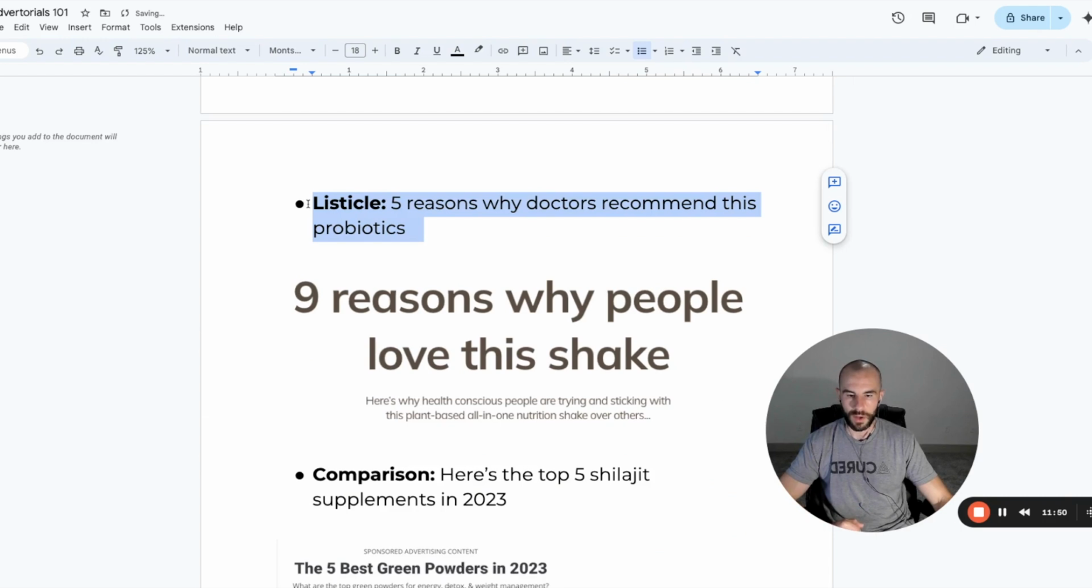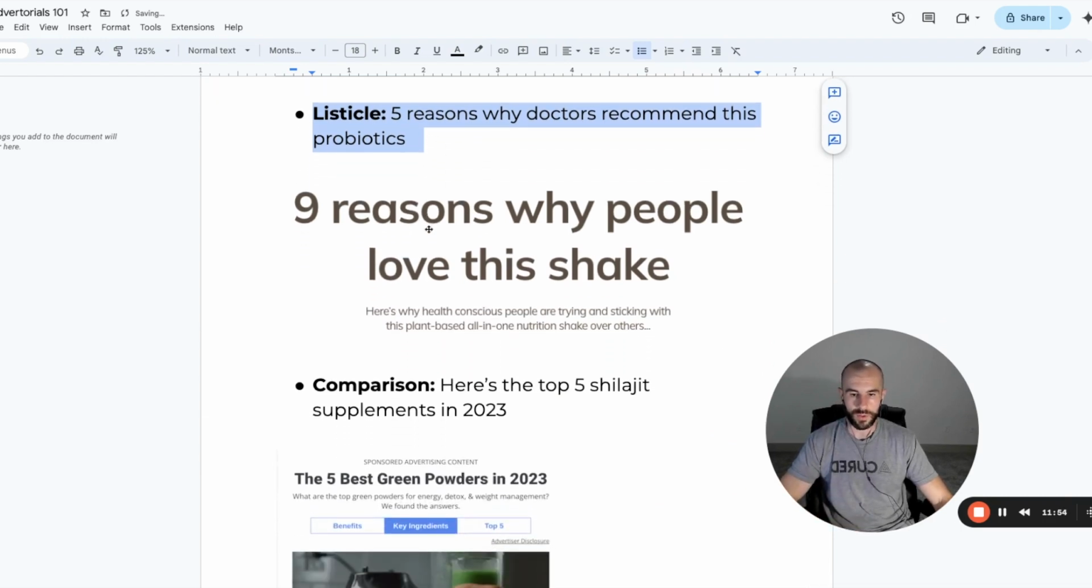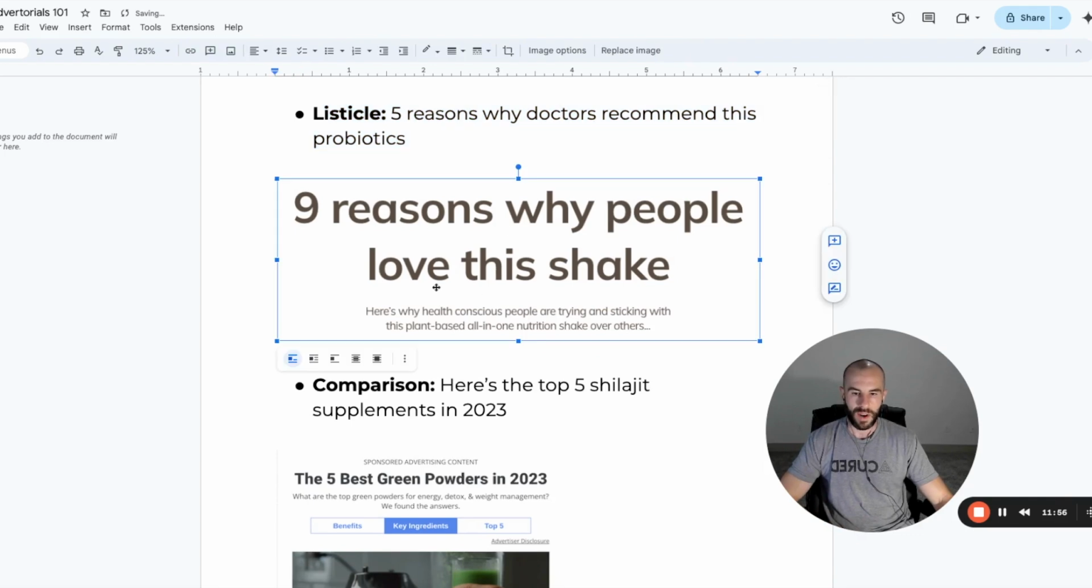Then we have our listicle, 5 reasons why doctors recommend this probiotic or something along those lines. This one right here is by a brand named Kachava, 9 reasons why people love the shake. Here's why health conscious people are trying and sticking with this plant-based all-in-one nutrition shake over the years. This advertorial was getting like $4 million in ad spend not that long ago. And it's literally just this headline, this subheadline, a picture, and then 9 reasons why people love the shake. It doesn't have to be that complicated. They don't need to be super crazy.